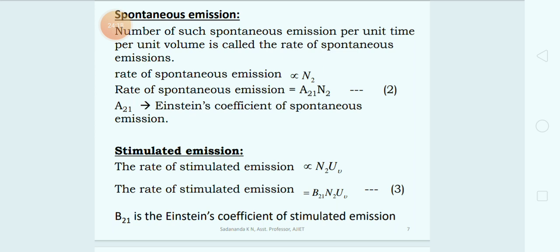Why? Because there is nothing to do with the incident radiation in this process. Only the number density in the higher energy state matters, as they will voluntarily come back to the ground state. I can write the rate of spontaneous emission is proportional to N2. Therefore, rate of spontaneous emission is equal to A21 into N2, where A21 is Einstein's coefficient of spontaneous emission. 21 represents the transition from higher energy state to lower energy state. Next one, the stimulated emission.